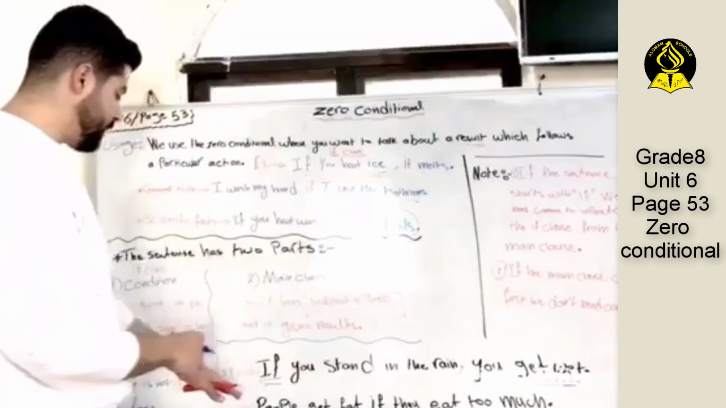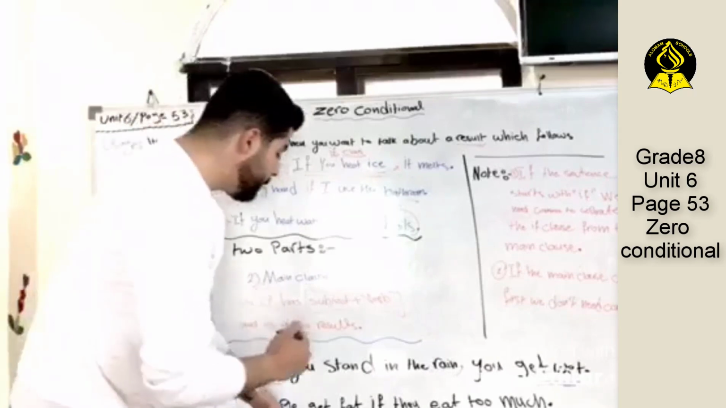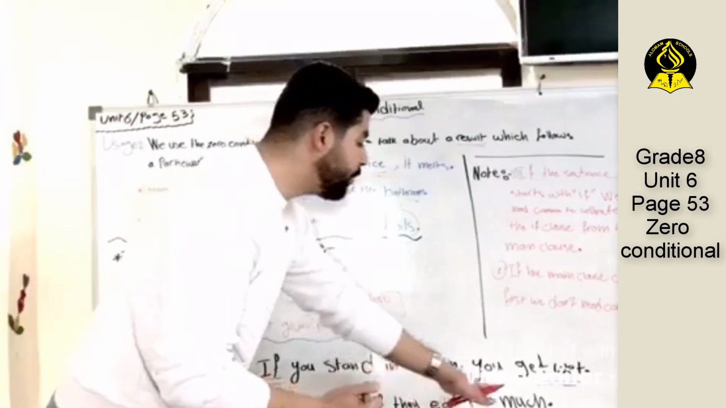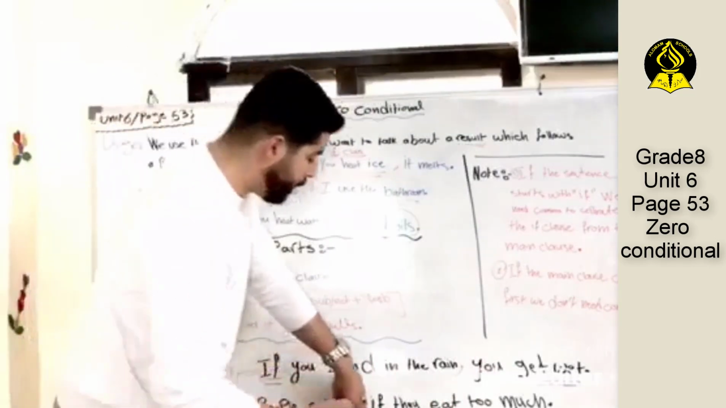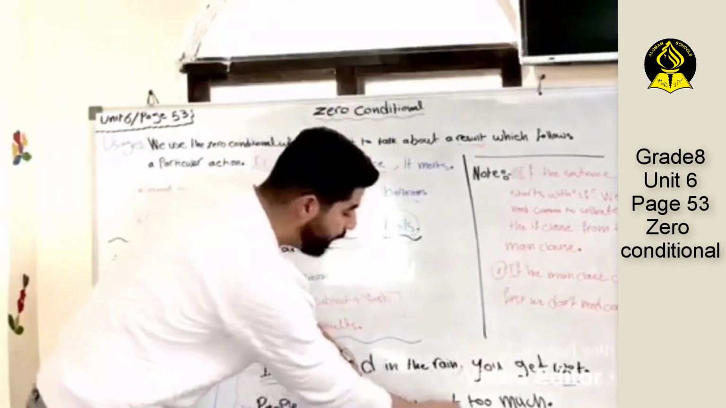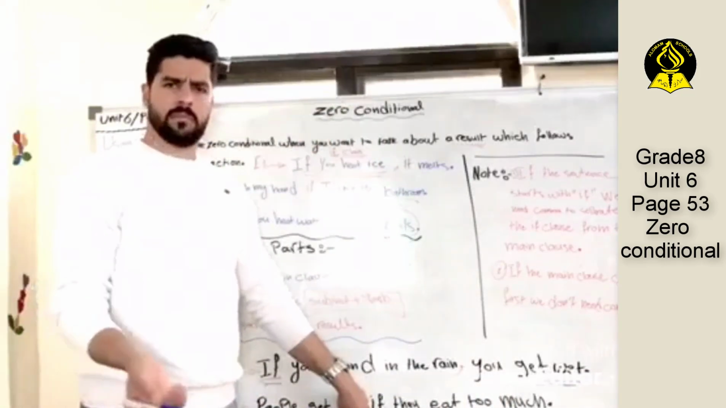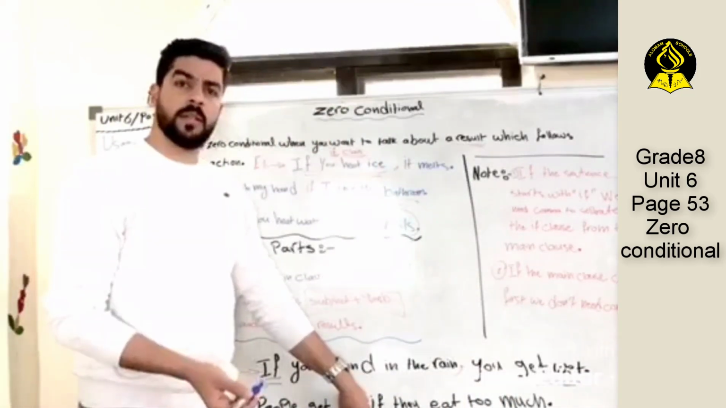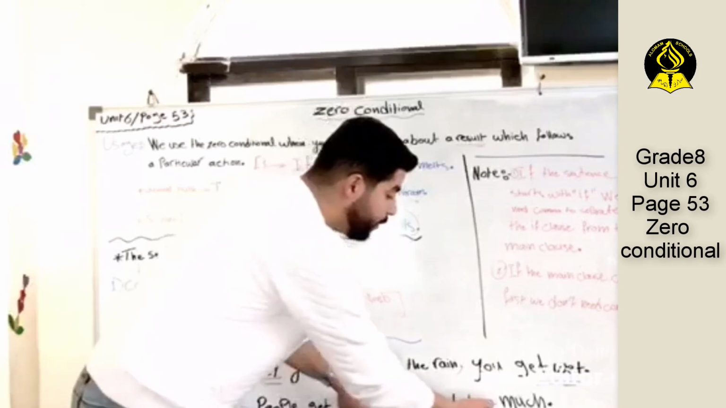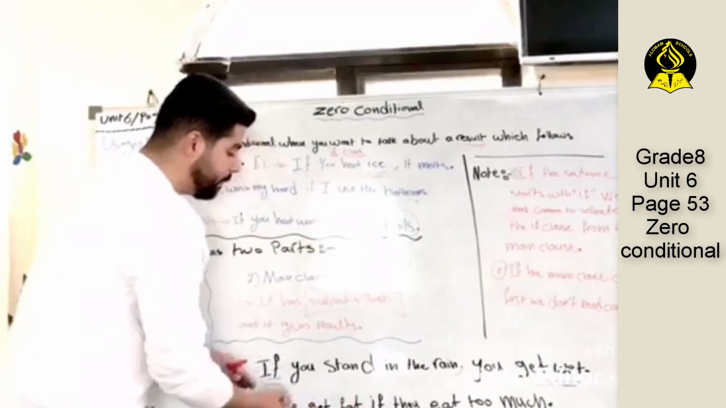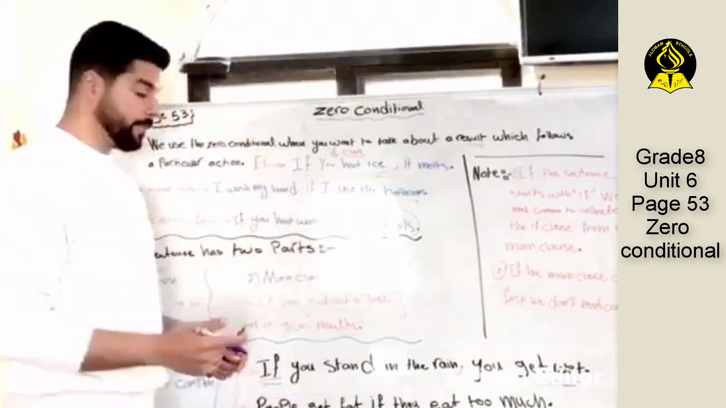The second sentence, people get fat if they eat too much. Look for the if clause here. If they eat too much, so what will happen? So if they eat too much, the result here, people get fat.